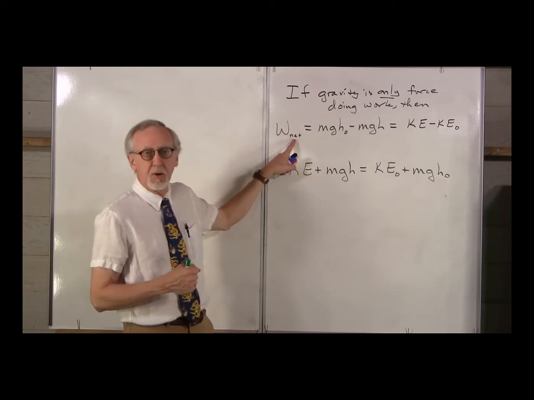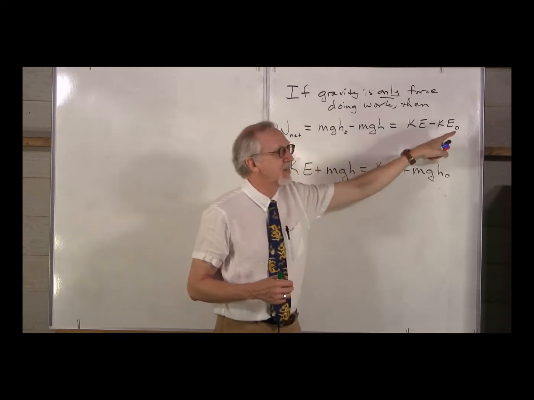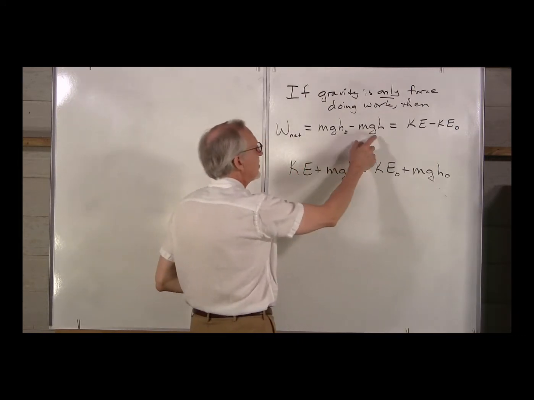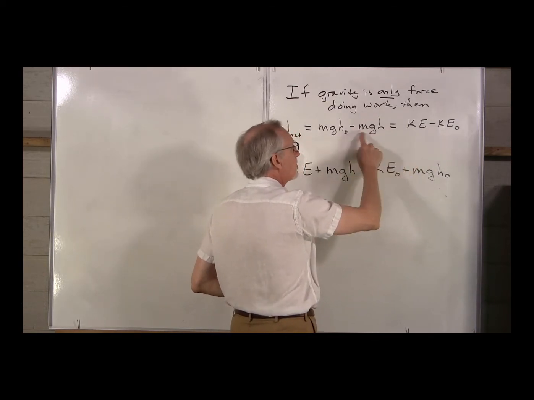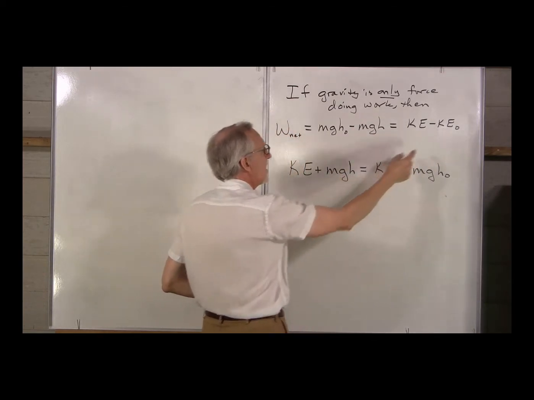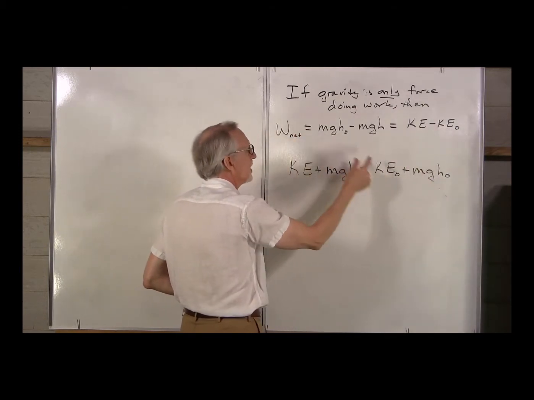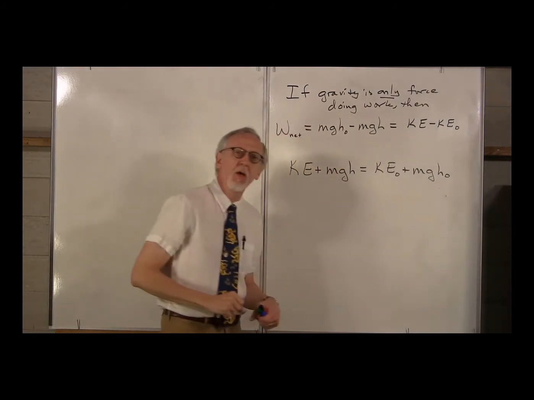And we know the net work is equal to the change in the kinetic energy, which is Ke minus Ke naught. I want to mix these terms around a little bit. I want to take this mgh and bring it over here to make this Ke plus mgh. And then I want to take this negative Ke naught and bring it over to this side to make it positive Ke naught plus mgh naught.